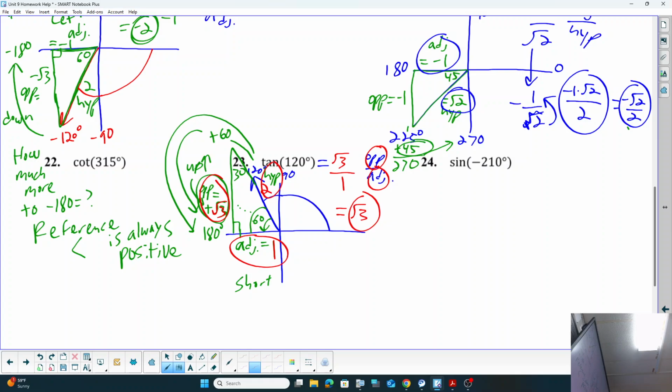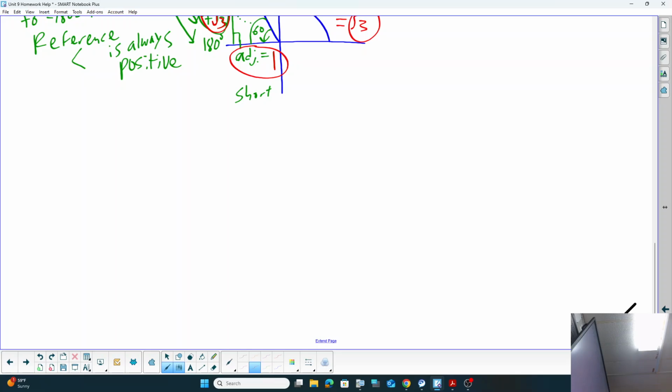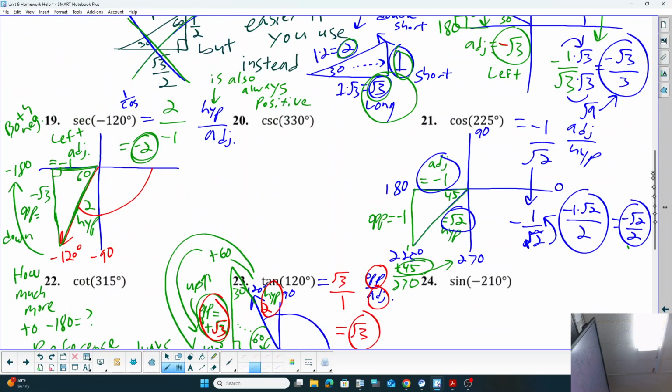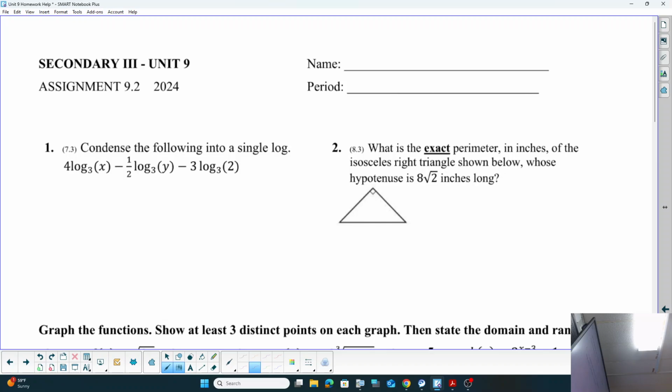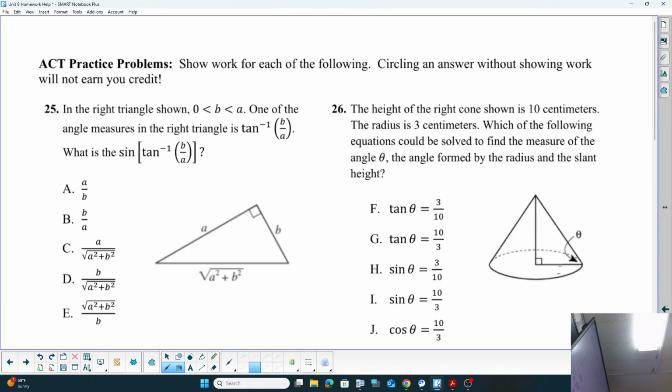Use 1, 2, radical 3, or use 1, 1, radical 2. Okay, there we go. So then we're working over here. Oh, that's backwards. Did I go backwards? Where are we? So 9.2. Okay, here we go, 25.